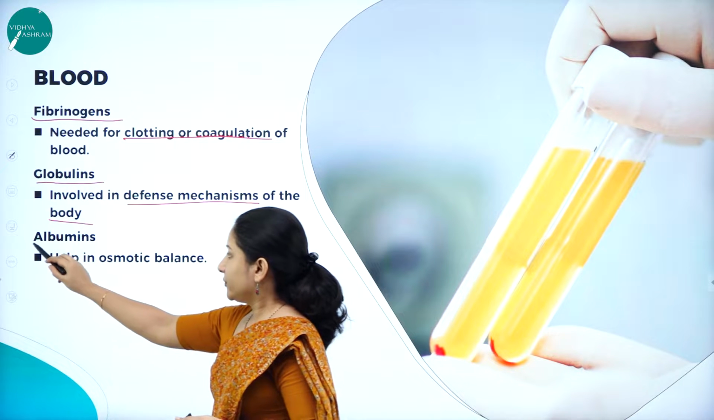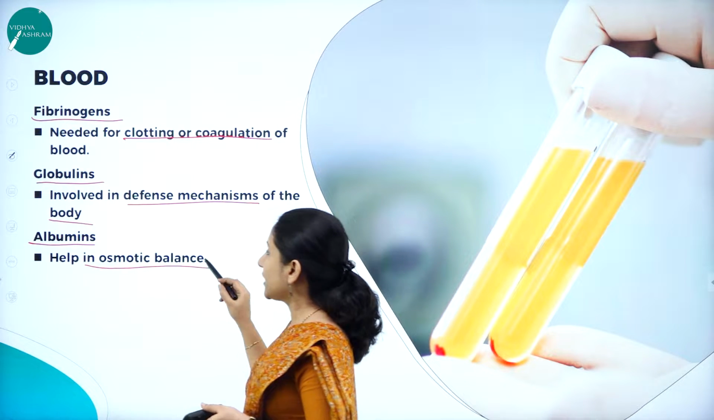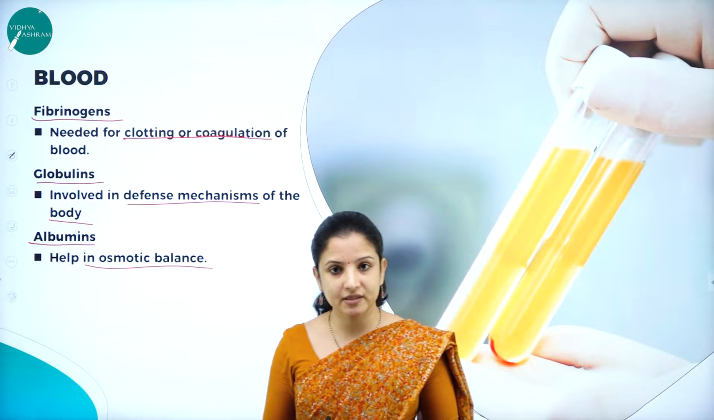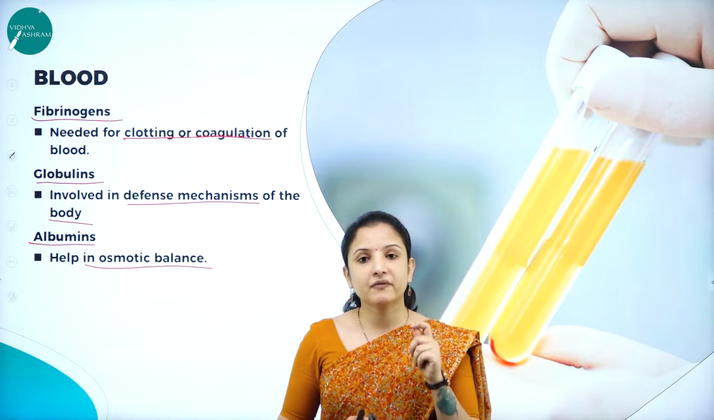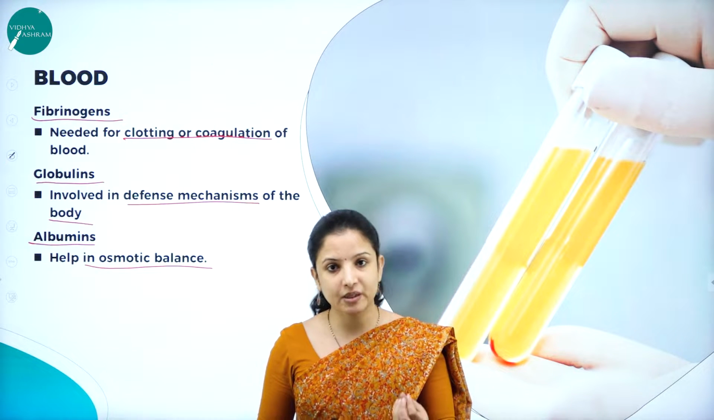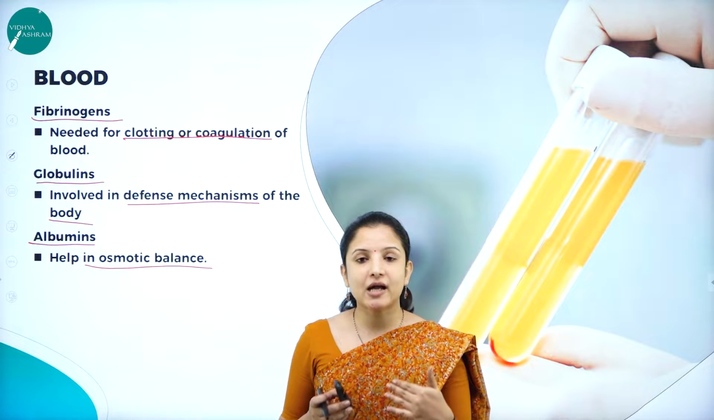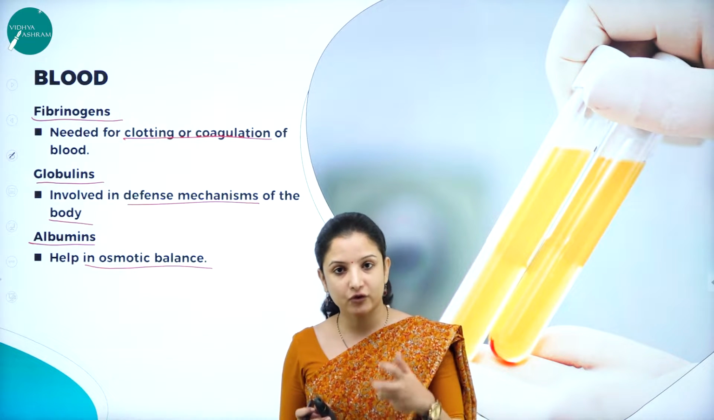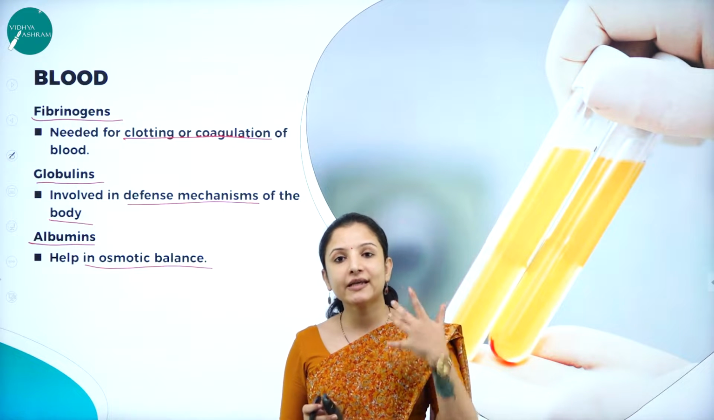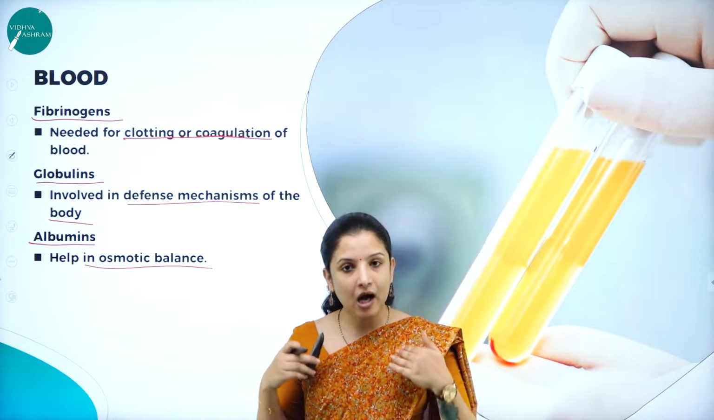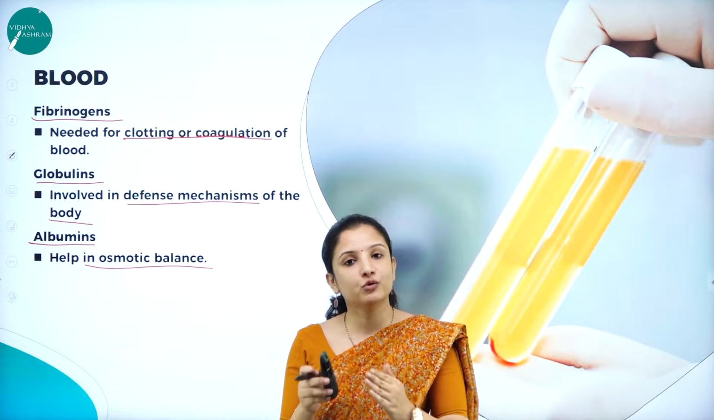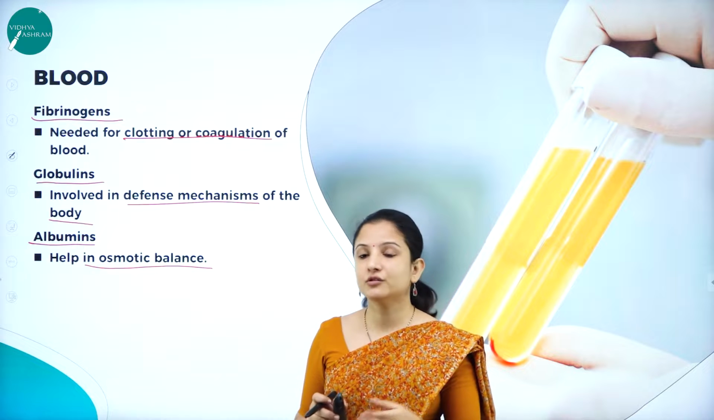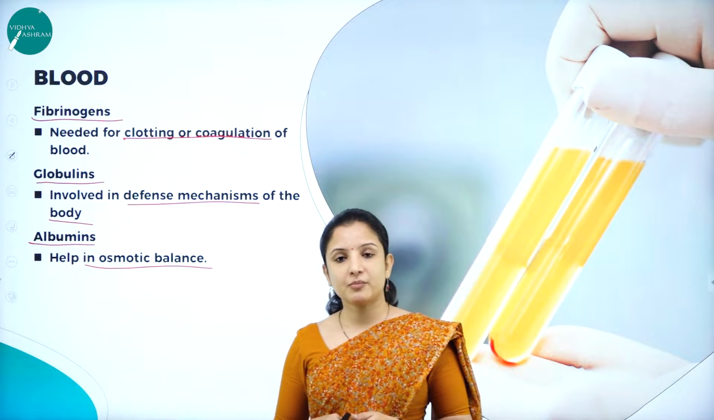And next is albumin. Albumins help in maintaining an osmotic balance. Not just that, the albumins present in the blood help in preventing the leakage of fluid from the blood. The blood travels through vessels, right? We all know that. But sometimes the blood contains a lot of fluid. These fluids should not leak out of the blood. Along with the blood, the fluids have to travel. So in order to prevent the leakage of these fluids, this particular albumin, which is an important protein in the plasma, helps.